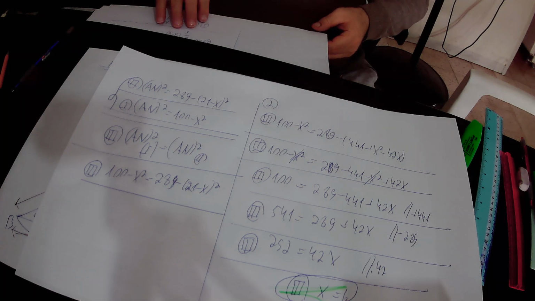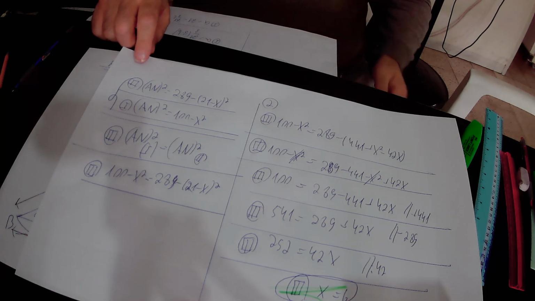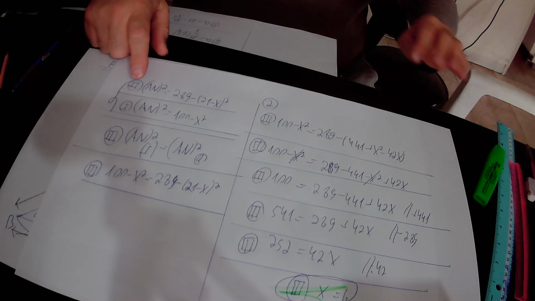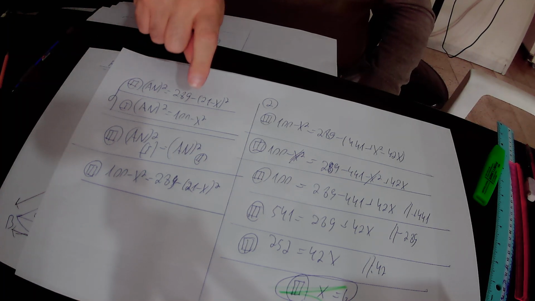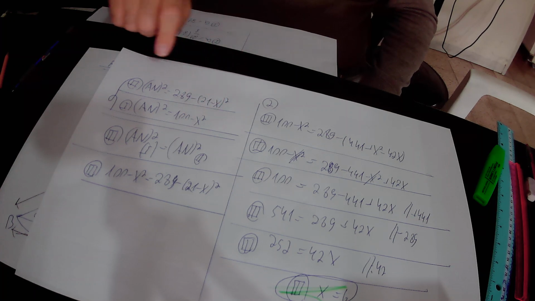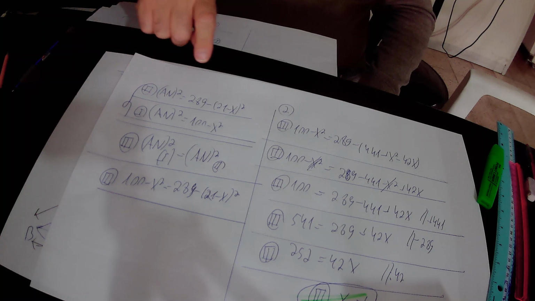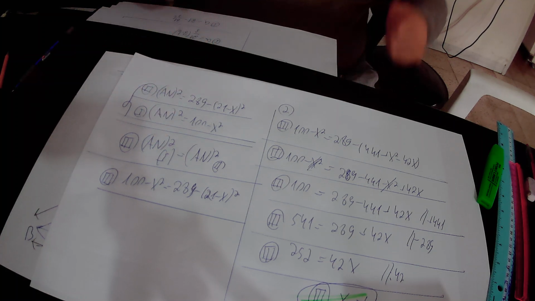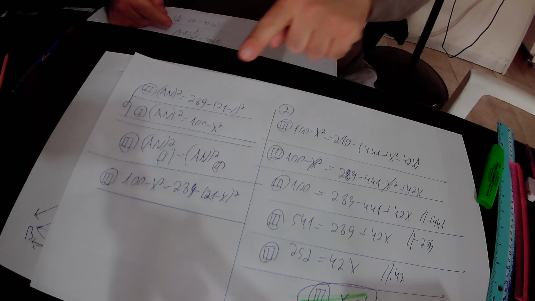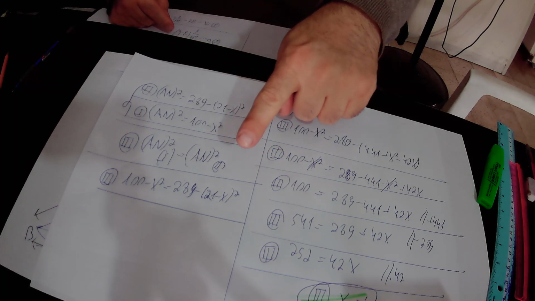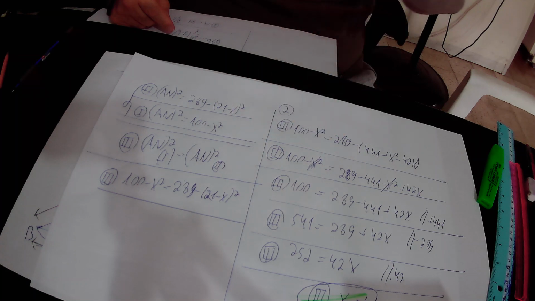So here we have two different equations for AN square. Therefore, we created equation 3, which states that AN square according to equation 1 must be equal to AN square according to equation 2. So according to equation 3, AN square according to equation 1 is 100 minus X square, and must be equal to AN square according to equation 2, which equals 289 minus (21 minus X) square.